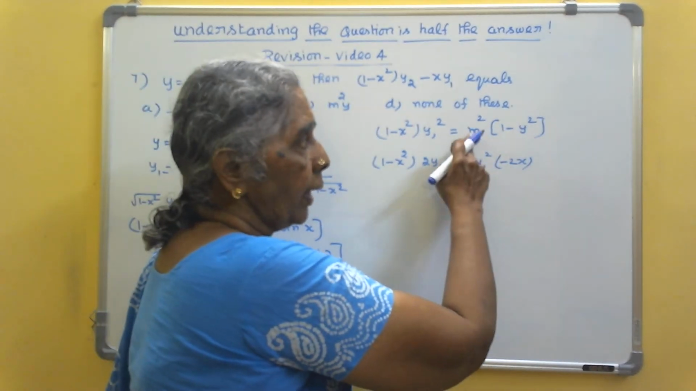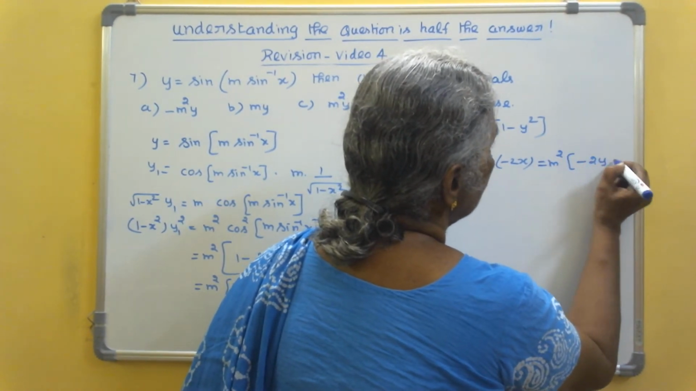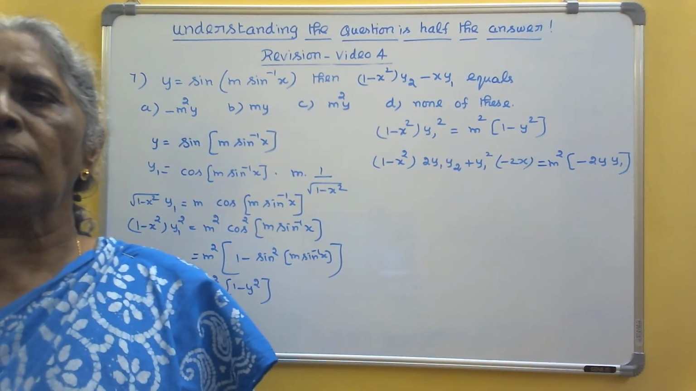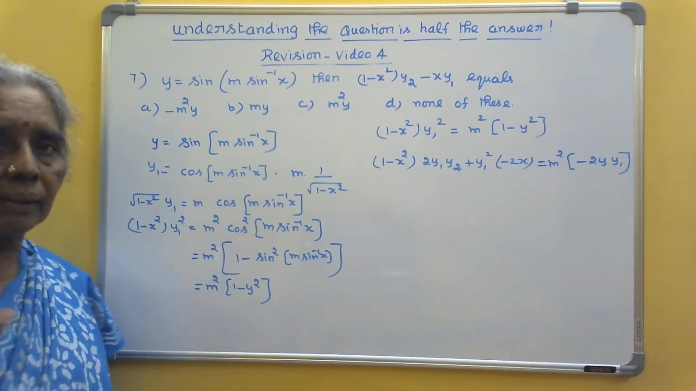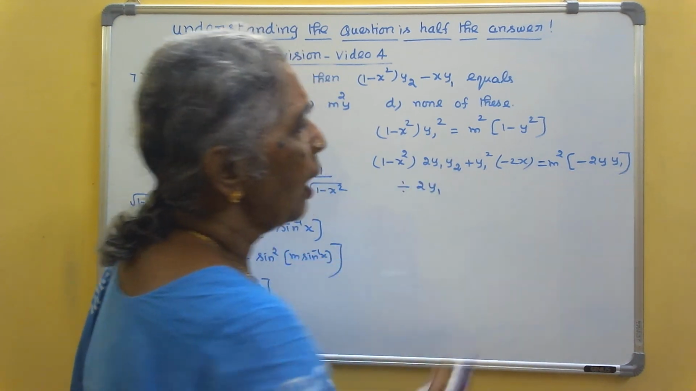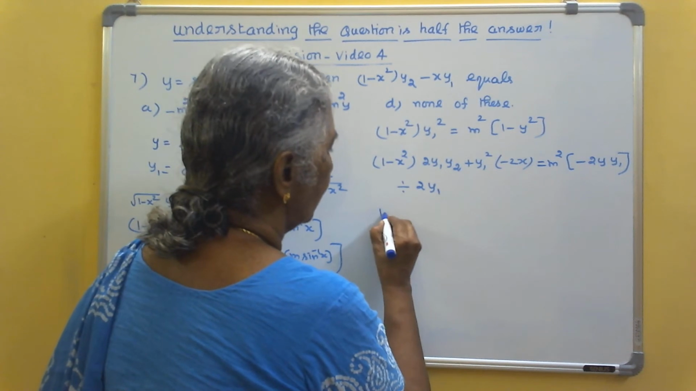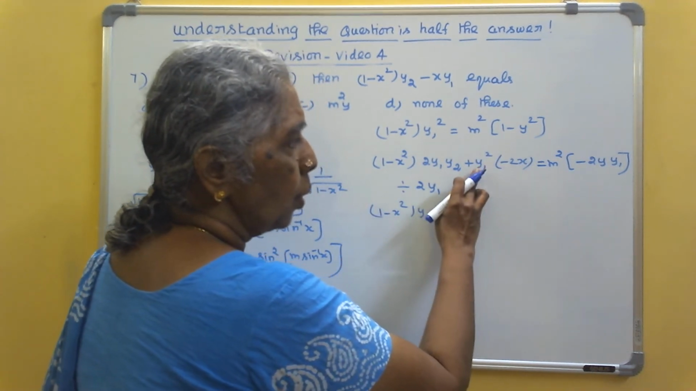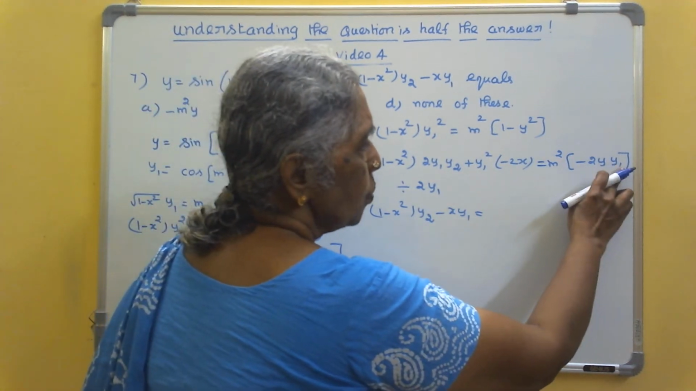Here it is not a product rule because m squared is a constant, you write it. You will get minus 2y y1. This is constant. Y squared, when you differentiate, you will get 2y y1. Whenever you square like this, that type of sums, you have to always divide by 2y1 because that will be common throughout. So, when you divide by 2y1, you get 1 minus x squared into y2. Here the 2 goes, y1 goes. So, minus xy1. 2 goes, y1 goes.